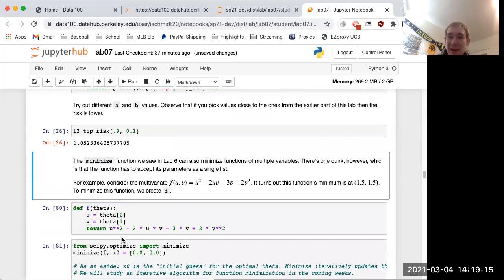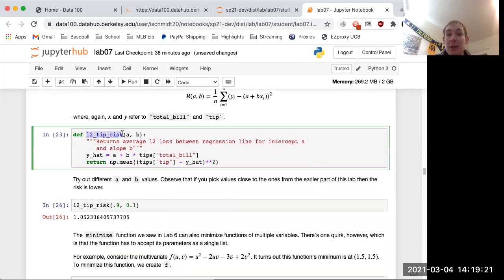So let's go ahead and do that. There's one problem with this, which is that this function takes in two parameters. It takes in A and B. The minimize function, the optimization algorithm, doesn't know how to handle that. It says two parameters? What? I don't know what to do here.